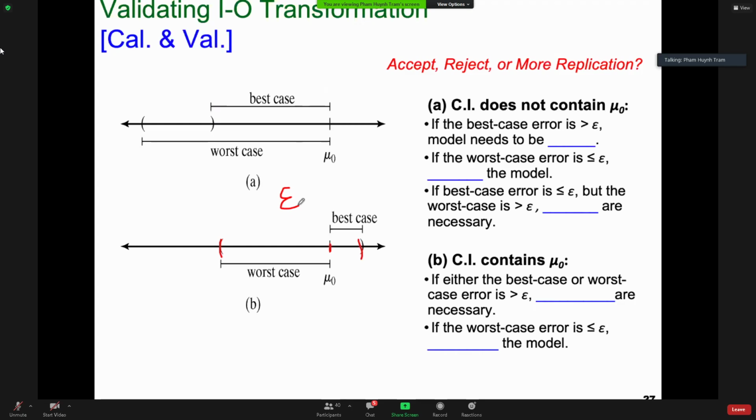Now we consider our epsilon, and again we also have the best case and worst case error. Let's define the difference between the real system value and the closest end of the confidence interval. From here to here, the smallest one is the best case, and the largest difference between the real system value and the other end of the confidence interval is the worst case. Then we can argue similarly to what we have done just now. So let's look at the next one.